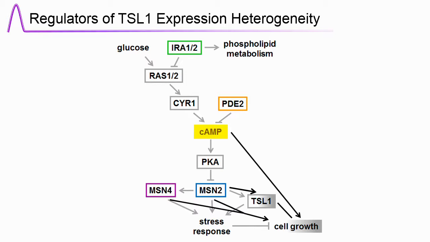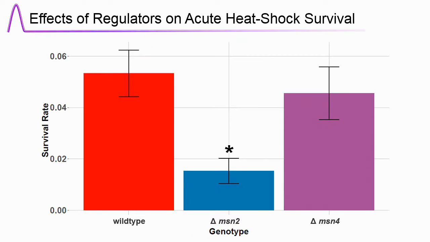Okay, then I want to test how those mutants respond to acute heat shock, and whether it correlates to the TSL1 heterogeneity. And indeed, only the MSN2 mutant shows a significant reduction of the survival rate upon acute heat shock, but not MSN4. So this definitely does correlate with the TSL1 heterogeneous expression pattern.